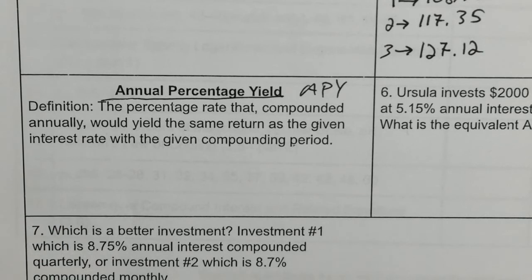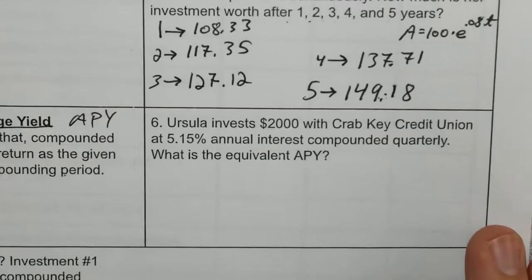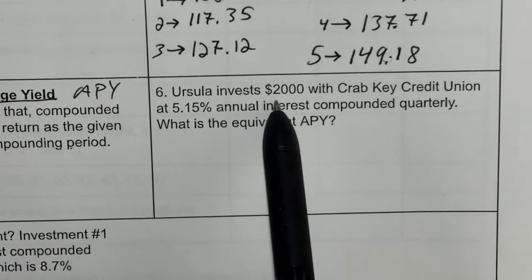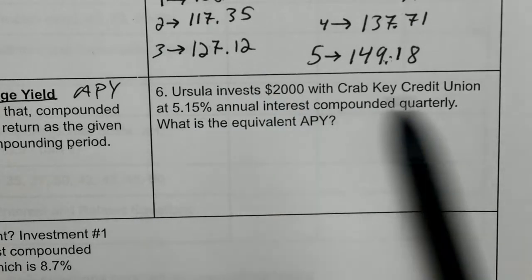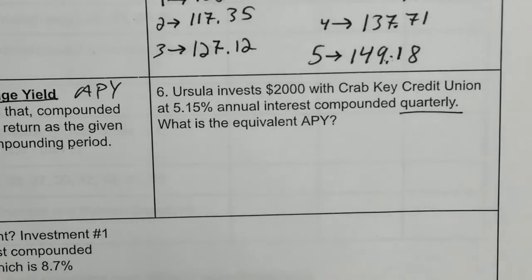Okay, so let's apply this here. Ursula invests $2,000 with Crab Key Credit Union at 5.15% annual interest, but it's compounded quarterly. What we want to know is what would be the equivalent annual percentage yield. In other words, if it was compounded once a year, what would the interest rate be in that case?